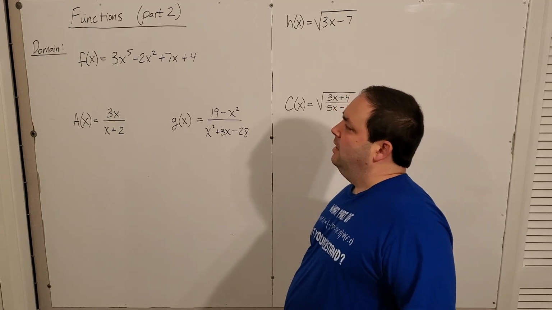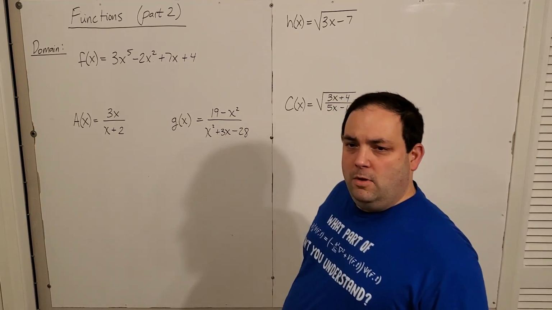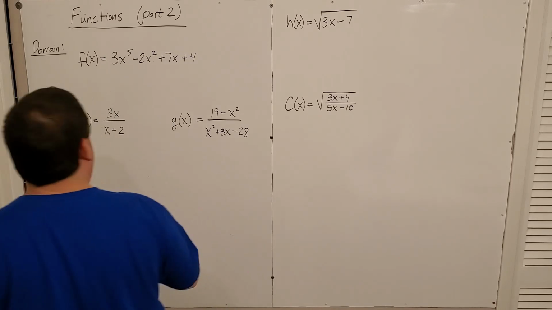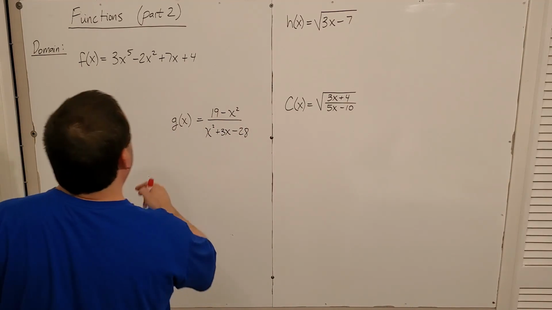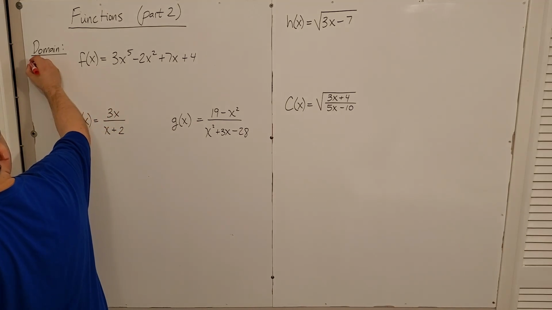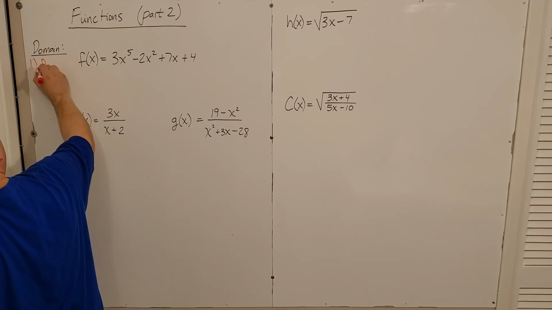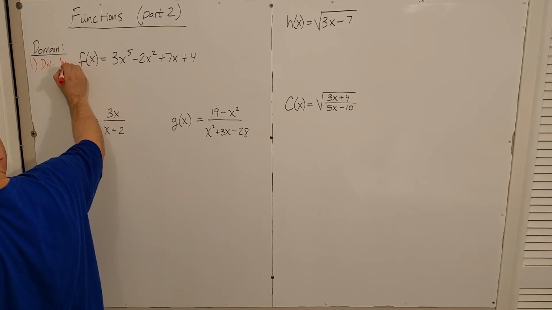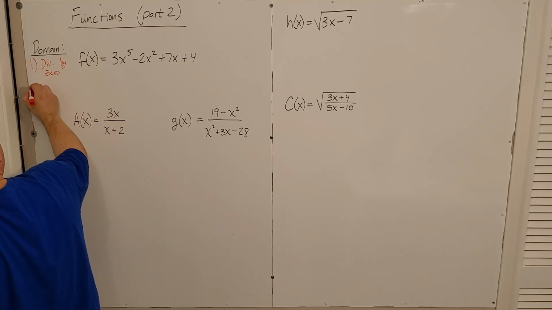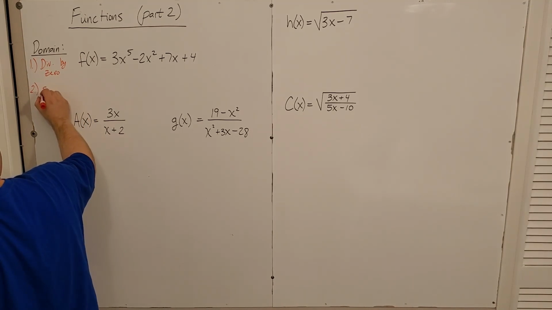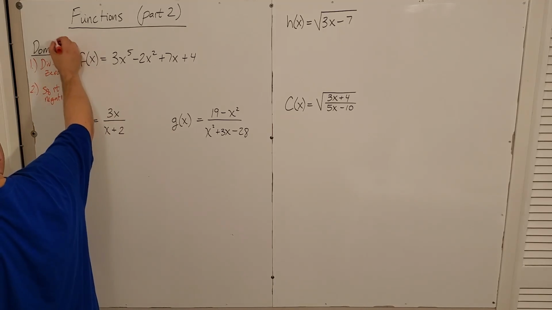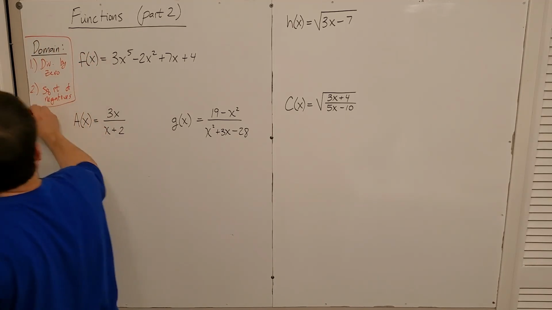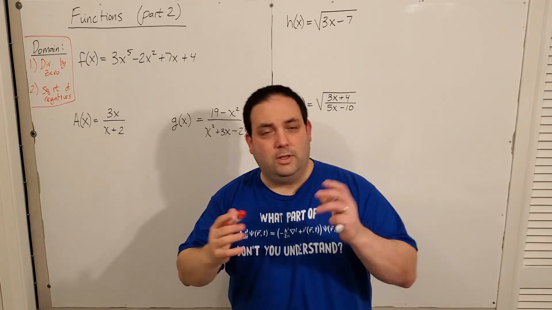Okay, so remember with domain, what we're looking for right now, until you hit something else later that adds to this list, but for now with domain, one, you're looking for division by zero, and two, you're looking for square root of negatives. Okay? So right now, that's all you really need to worry about.